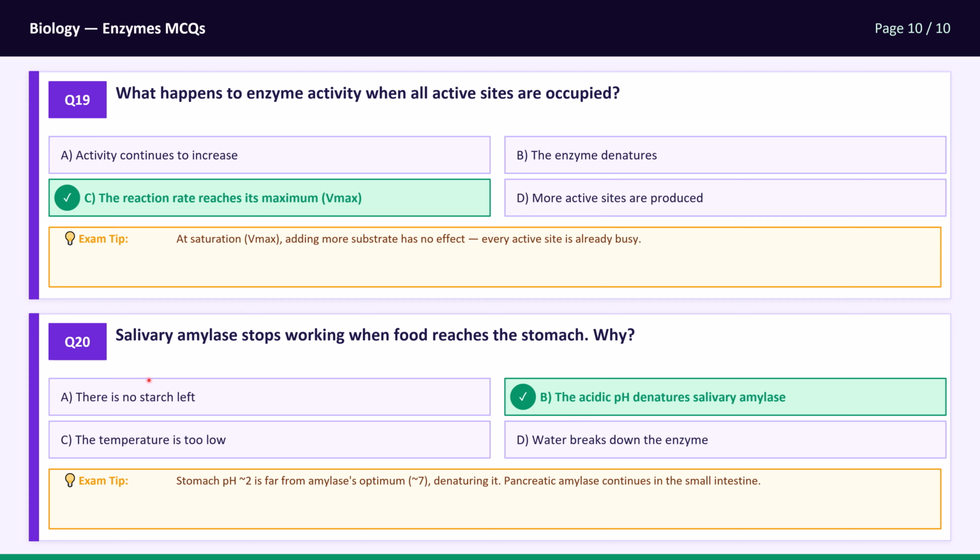Question 20. Salivary amylase stops working when food reaches the stomach. Why? Option A, there is no starch left. Option B, the acidic pH denatures salivary amylase. Option C, the temperature is too low. Option D, water breaks down the enzyme. And the correct option is option B, the acidic pH denatures salivary amylase. Stomach pH 2 is far from amylase's optimum pH, that is 7, denaturing it. Pancreatic amylase continues in the small intestine.